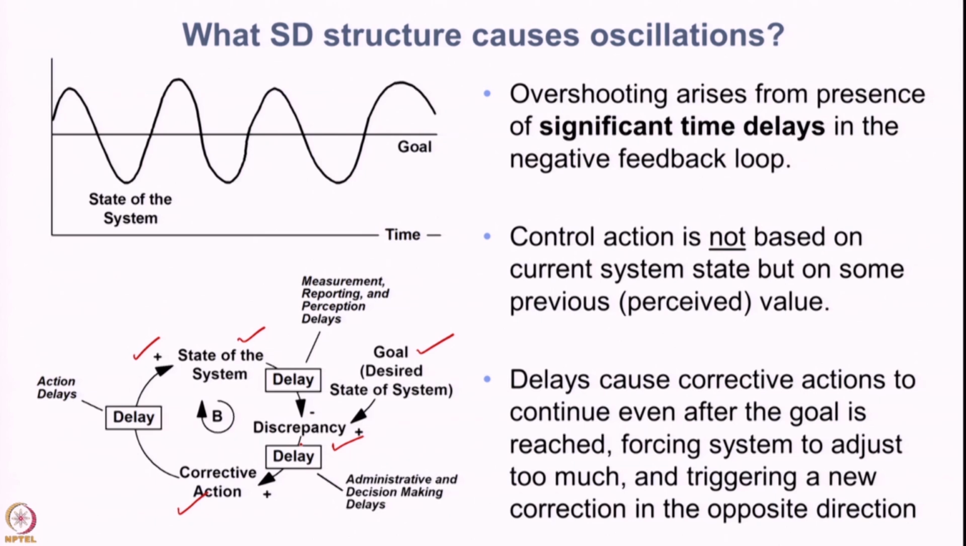Hence, we get overshooting the goal as well as undershooting the goal, because you are trying to get it back to the goal, and then you realize that you have undershot the goal, then again you take some corrective action, but then you end up overshooting the goal and so on. Thus, a negative feedback system with significant time delays, any one or more delays in any of these links, will result in oscillatory behavior within the system.